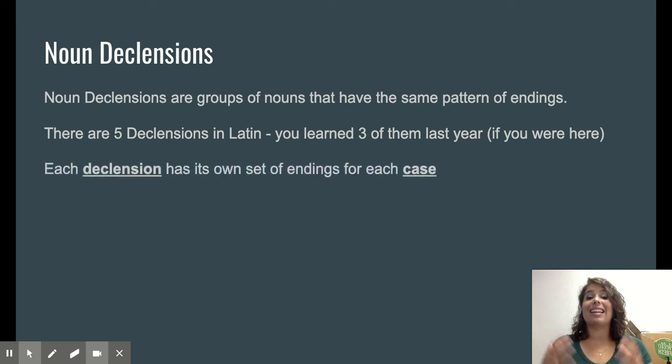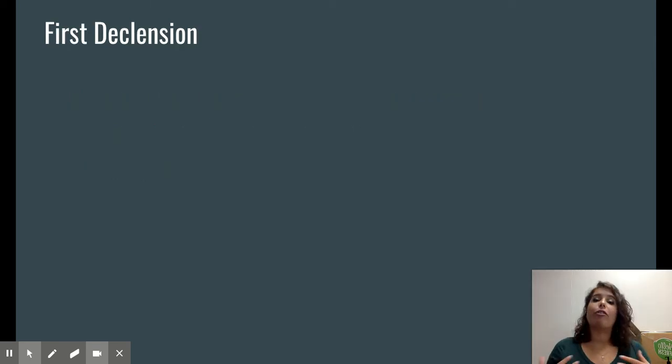So again, each declension, each group, has its own set of endings. And again, there will be different endings for each noun case. Remember each function that the noun has. And again, singular and plural as well. So let's talk about first declension.